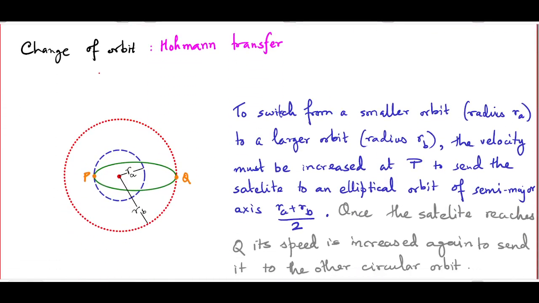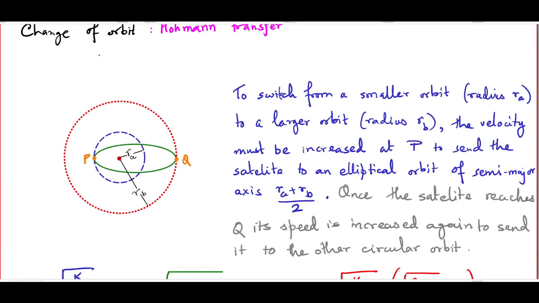Now, in order to describe this, we are going to consider a situation where a satellite is being transferred from a circular orbit, the blue one with radius RA, which it already is in, to the larger red one with radius RB.